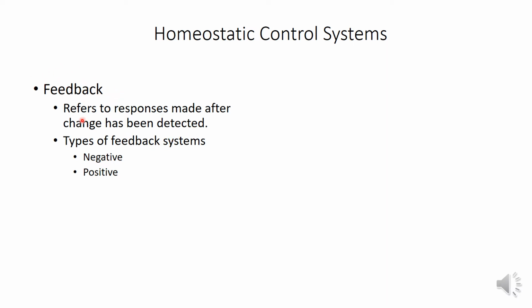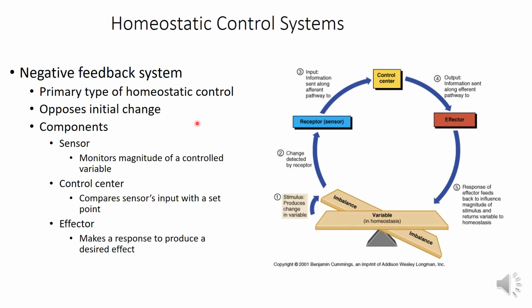As far as the feedback mechanism is concerned, we have two types of feedback system. One is called negative feedback system, and the other one is called positive feedback mechanism. The negative feedback system of the homeostatic control system: first of all, most of the control systems operate through this negative feedback mechanism. That's why it is the primary type of homeostatic control in our body.